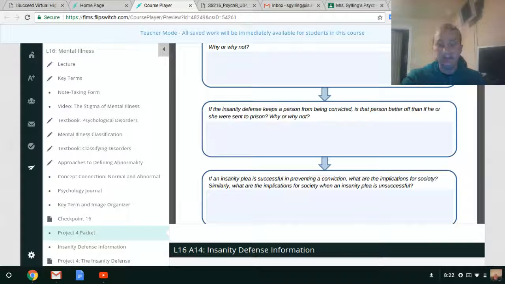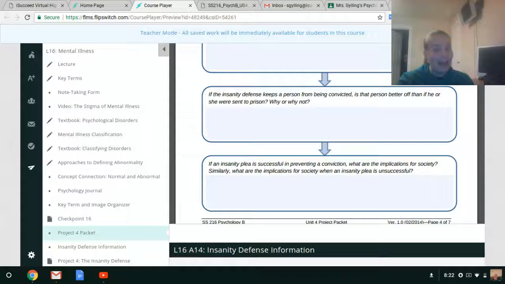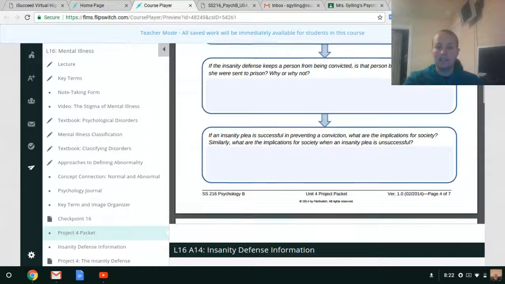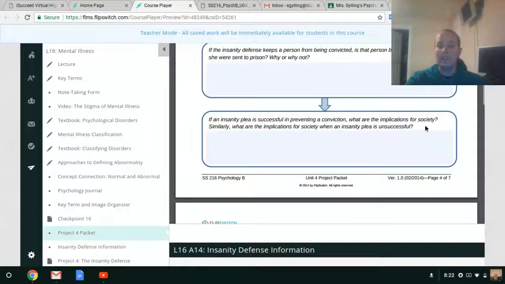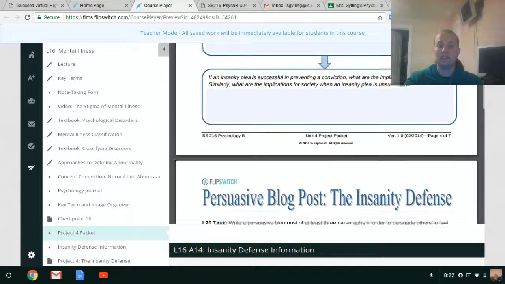If the insanity defense keeps a person from being convicted, is that person better off than if he or she were sent to prison? Why or why not? If an insanity plea is successful in preventing a conviction, what are the implications for society? Similarly, what are the implications for society when an insanity plea is unsuccessful?